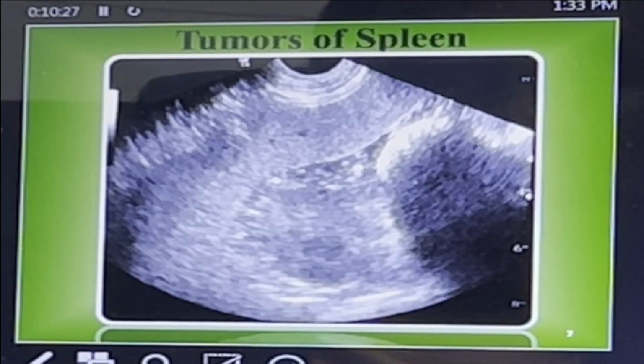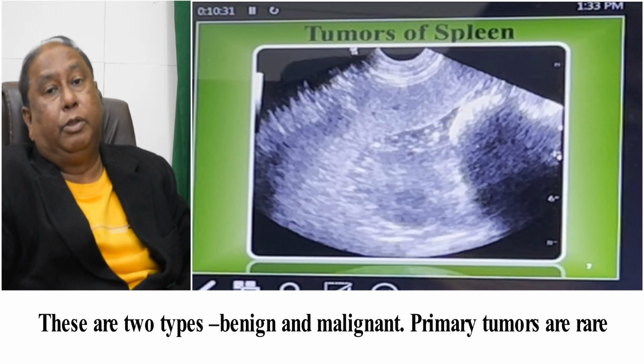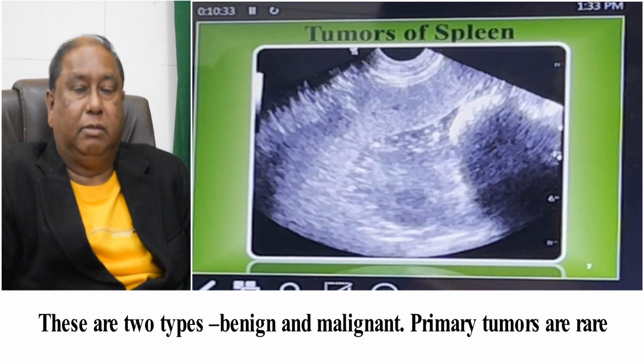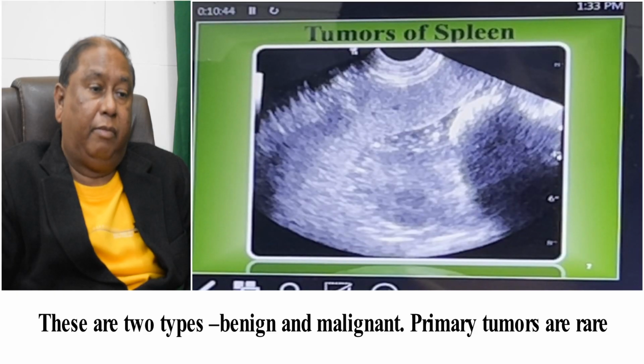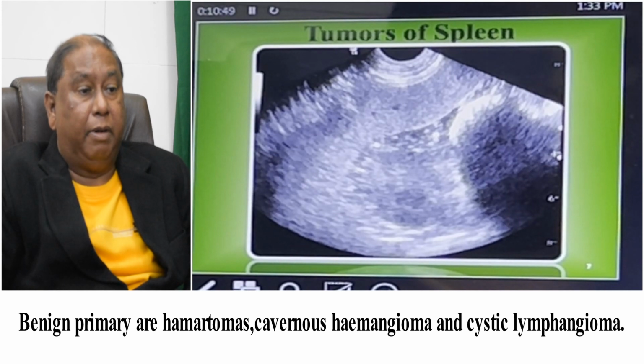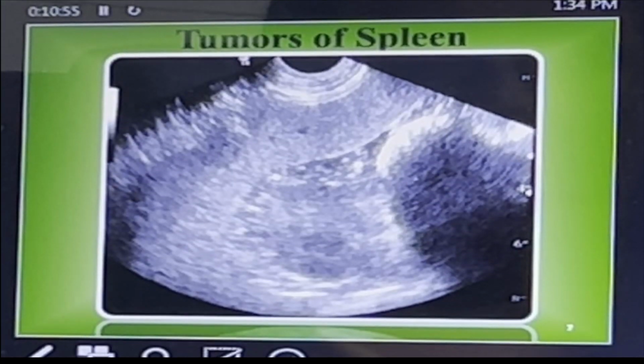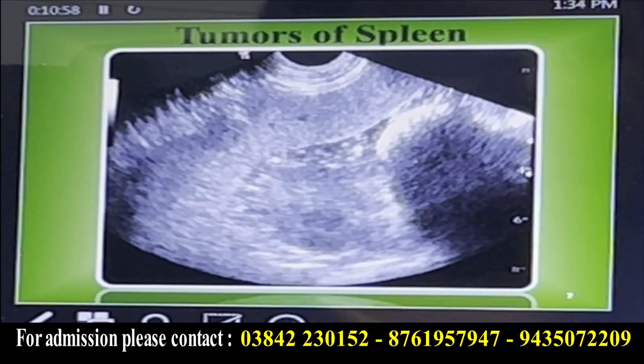Now, tumors of the spleen. There are two types of tumor of the spleen. One is benign, another is malignant. Primary tumors are very rare in spleen. Benign tumors are hematomas, cavernous hemangioma, and cystic lymphangioma.